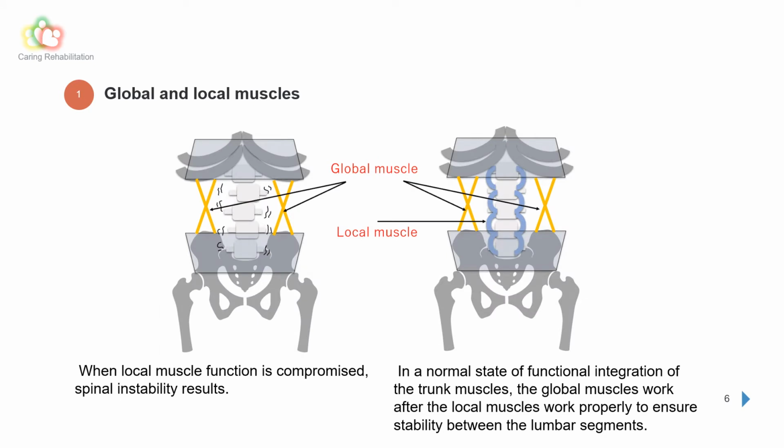For spinal stability, the global and local muscle functions must be integrated. When local muscle function is compromised, spinal instability results. In a normal state of functional integration of the trunk muscles, the global muscles work after the local muscles work properly to ensure stability between the lumbar segments.